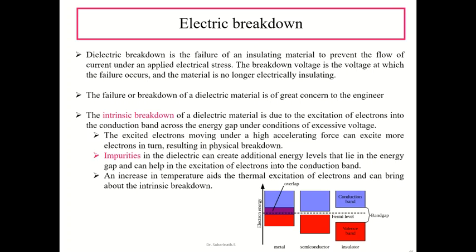First there is an intrinsic breakdown, and the intrinsic breakdown is due to the excitation of electrons into the conduction band across the band gap under the excessive voltage. The high accelerating force of excited electrons excites more electrons, which in turn causes breakdown. The impurities in the dielectric will create additional energy levels. The increase in temperature aids the thermal excitation state.